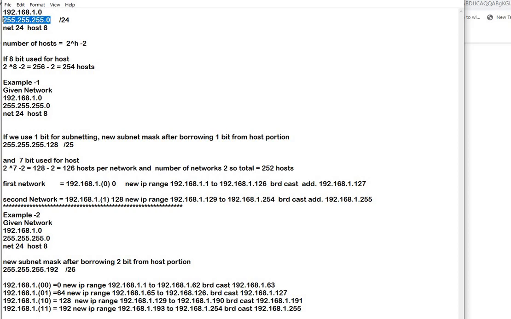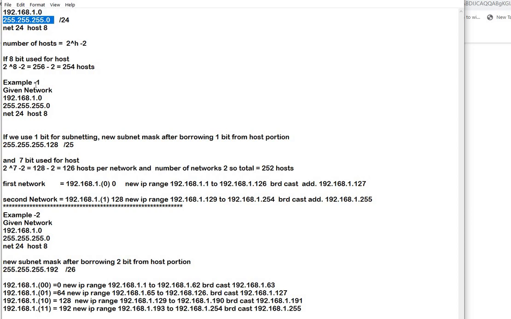If we write mask 255.255.255.0 /24, it means 24 ones are there. 24 bits are for the network portion and 0 is for the host portion. So we can say network bits are 24 and host bits are 0. The formula for the number of hosts using all 8 bits is 2 raised to power h minus 2, where h is the number of host bits, 8 bits. So 2 raised to power 8 is 256, minus 2, 254 hosts. So I can install 254 hosts in this given network, if it is a classful class C address.